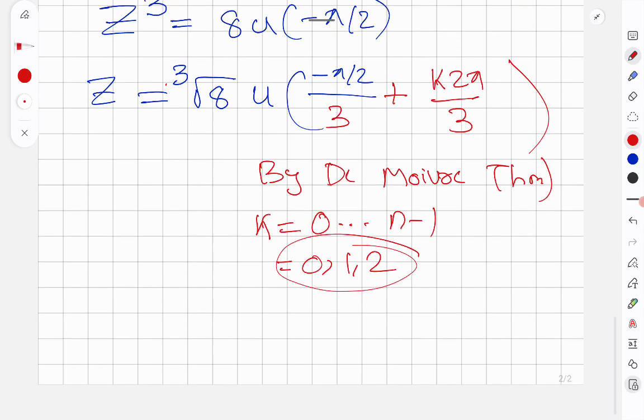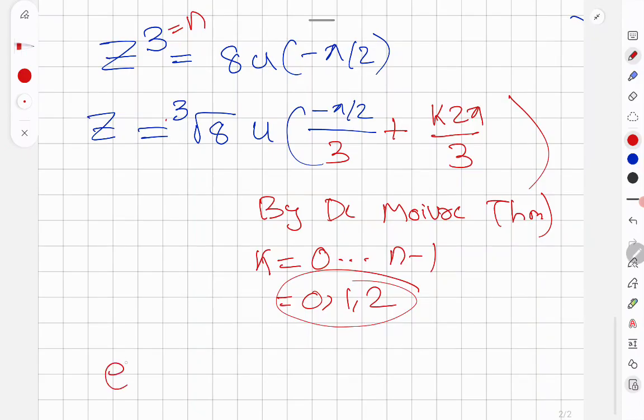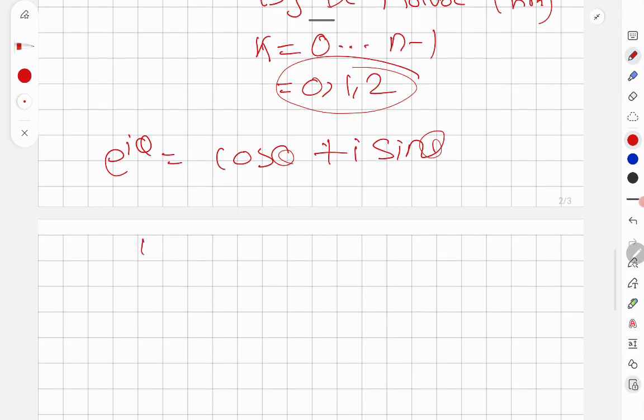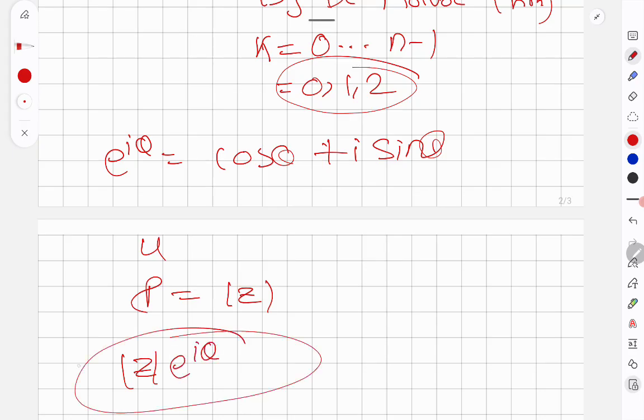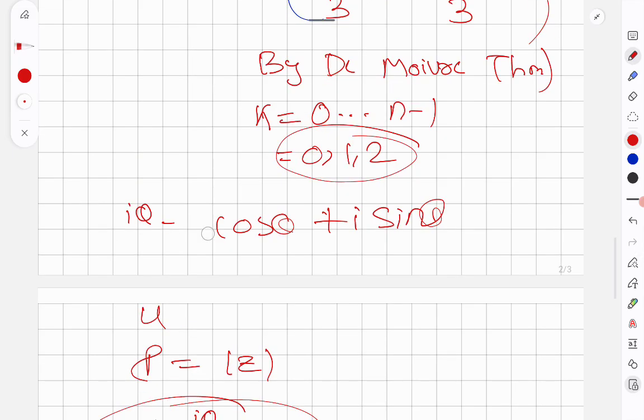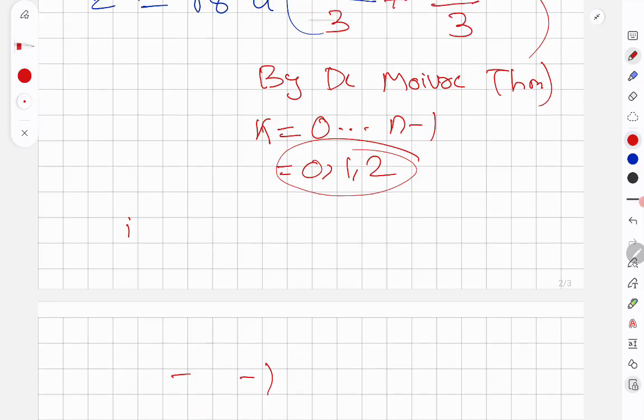Exponential is like, we have Euler's equation e to the i theta equals cos theta plus i sin theta. So it is behaving as your u, right? Because u is this one, and you just need to multiply the rho. So rho is z modulus, and so you can write z modulus e to the power i theta. This is the exponential form. Same thing that we're doing here. It's not much difference.